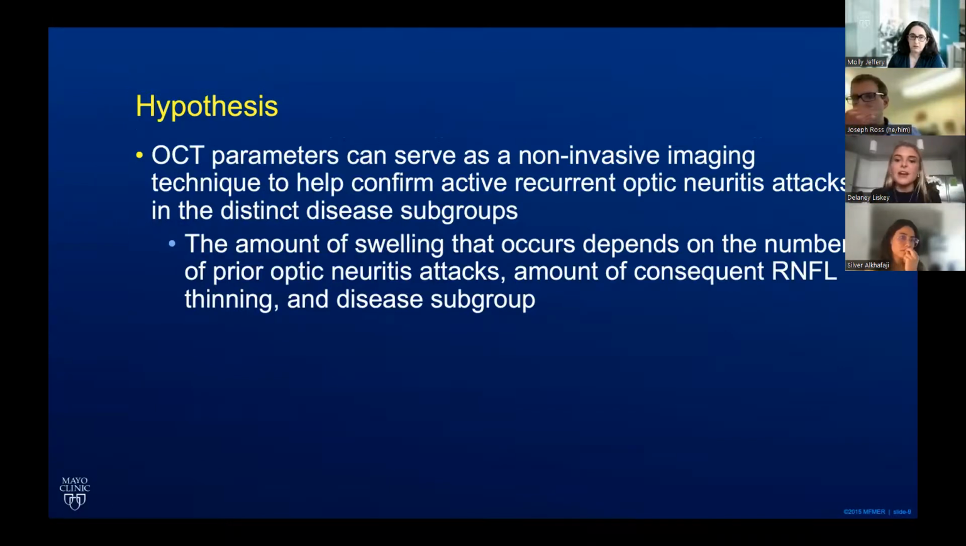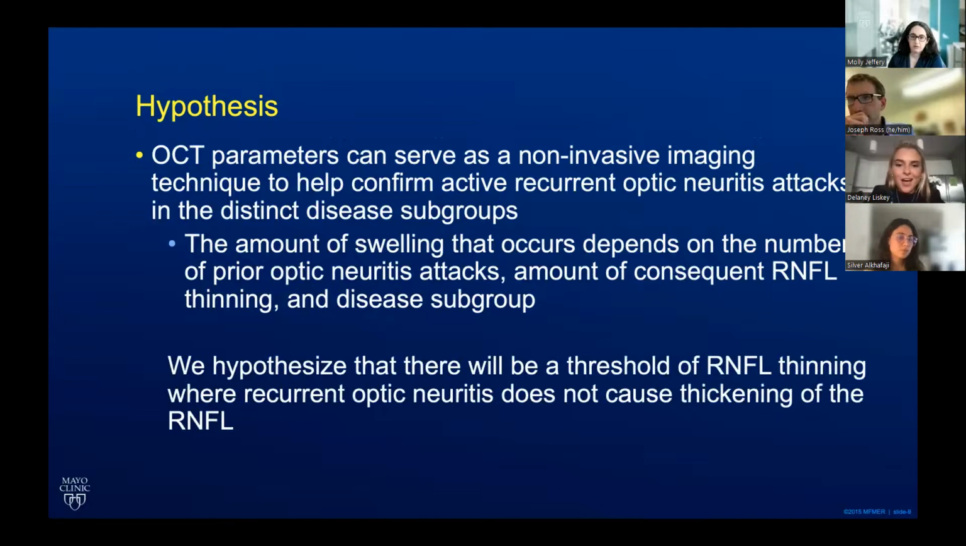And so from here, we will be able to generate thresholds regarding the amount of swelling that occurs. And this will be a result of the number of prior optic neuritis attacks and the amount of consequent RNFL thinning in a particular disease subgroup. Therefore, we hypothesize that there will be a threshold of RNFL thinning in which recurrent optic neuritis will not cause thickening of the RNFL. And this threshold will be important for clinical practice and clinical trials.